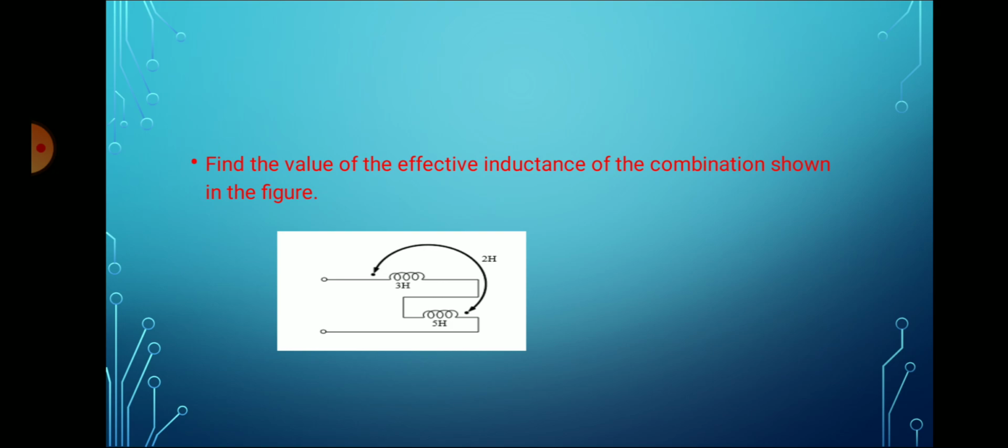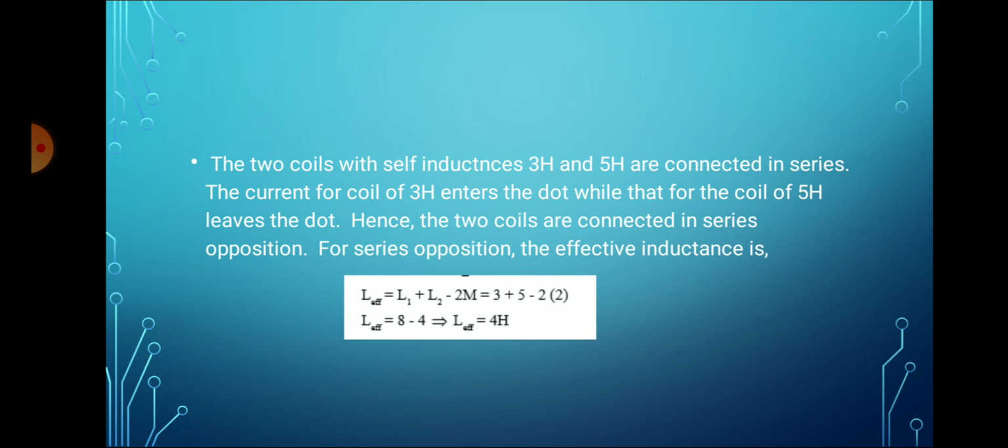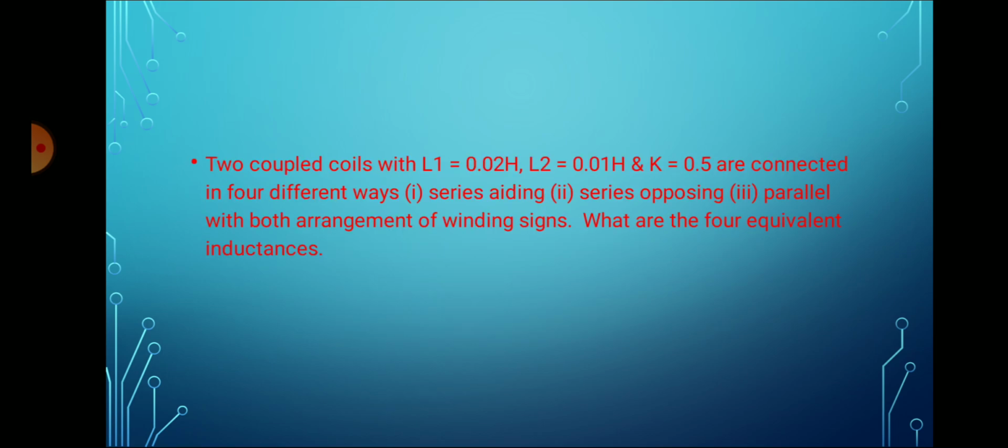The next problem: find the value of effective inductance of the combination shown in the figure. In this problem, the two self-inductances, 3 Henry and 5 Henry, are connected in series. In the 3 Henry coil, the current enters the dotted end, and in the 5 Henry coil, the current leaves the dotted end. Hence, the two coils are connected in series opposition. So, we know the opposition formula L1 plus L2 minus 2M. In this problem, all the data are given. So, substituting the values, we get the answer 4 Henry.